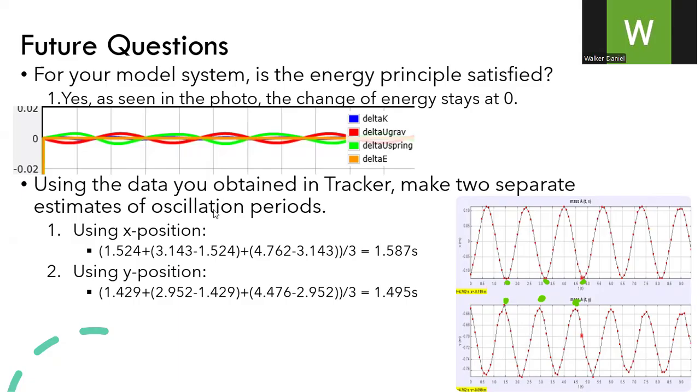And then also, using the data you obtained in Tracker, make two separate estimates for the oscillation periods. And I did this by using both the observed x position graph and the observed y position graph, and I took the delta t of three oscillations, and then found the average, which for the x position equated to 1.587 seconds per oscillation, and the other one using Y was 1.495 seconds per oscillation.